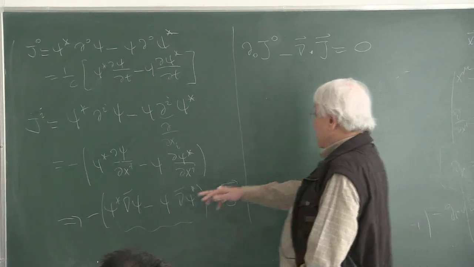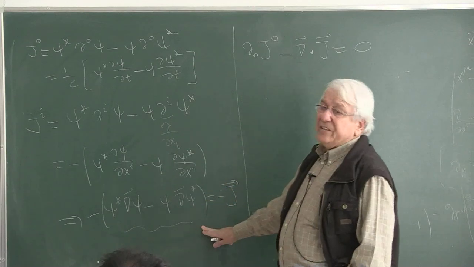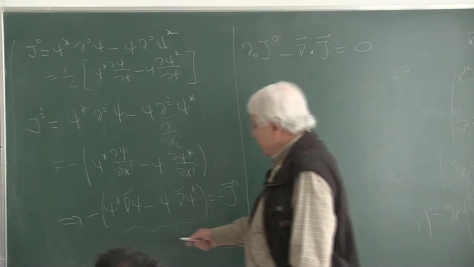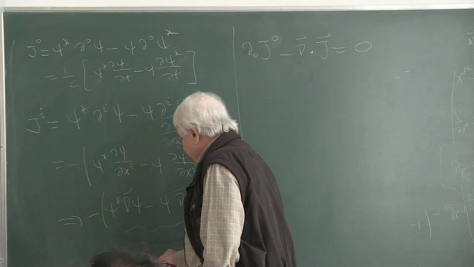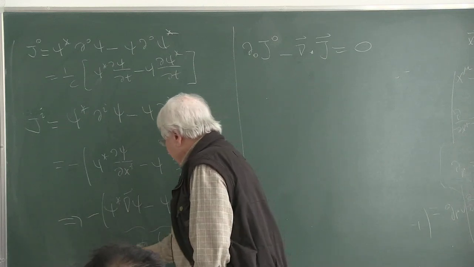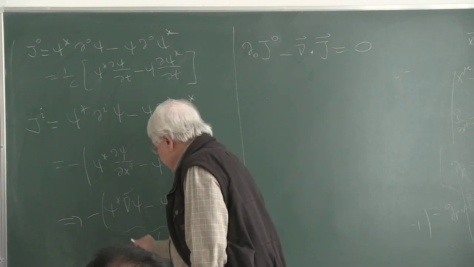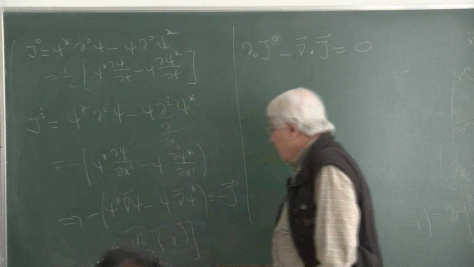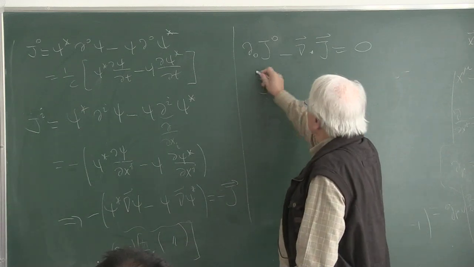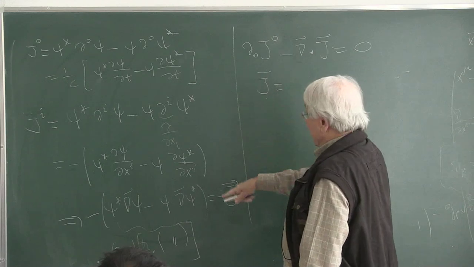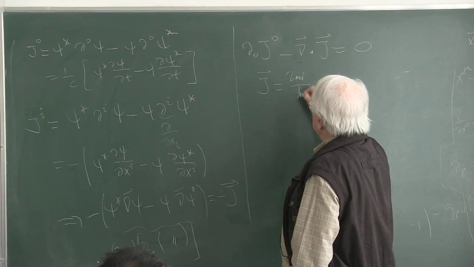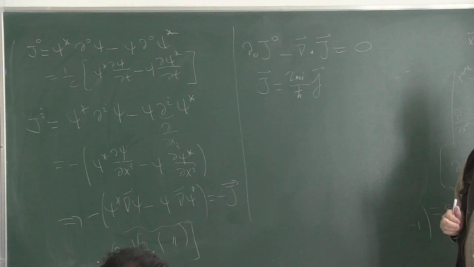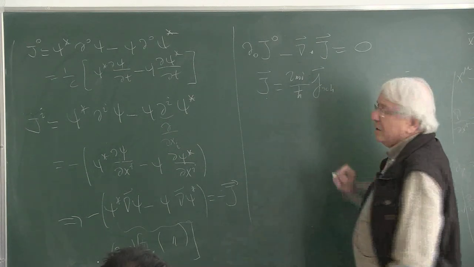This j, as it stands, is not yet the non-relativistic probability current density. How do I write this? If I write this as h bar over 2mi times this, and if I put this compensating factor in the front, so my j becomes j itself with the correct sign, 2mi divided by h bar times the j, the usual probability current density of the Schrödinger. Okay, you can put the Schrödinger here.